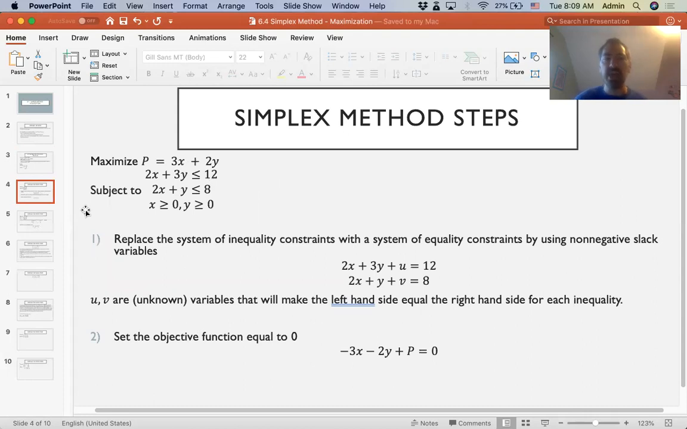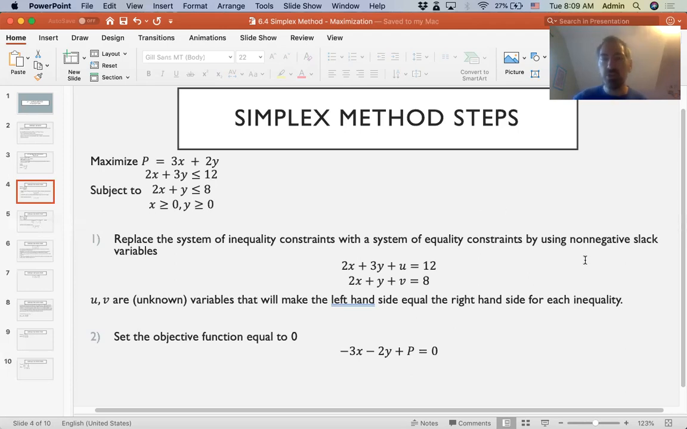Okay, so we're going to look at the steps here. Step one is we want to replace the system of inequality constraints with a system of equality constraints. So we want to convert these inequalities to linear equations. Right now the left-hand side of these inequalities is less than the right-hand side, so we need to add something to the left-hand side to make it equal the right-hand side. We don't know what that is yet because the left-hand side is just variables, but we know we can add something to it to force equality.